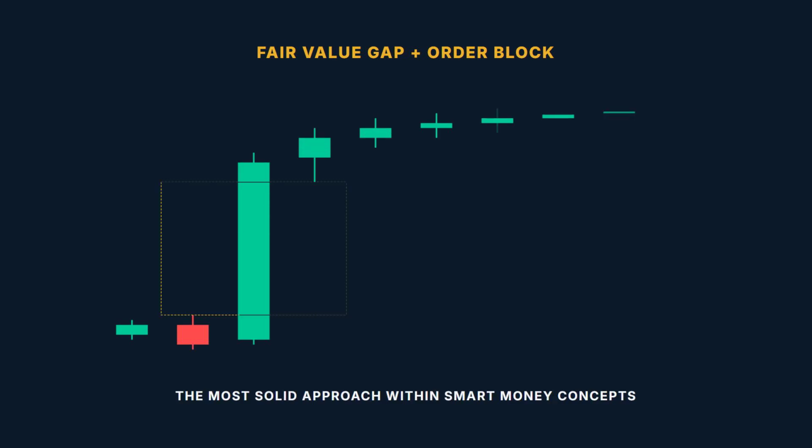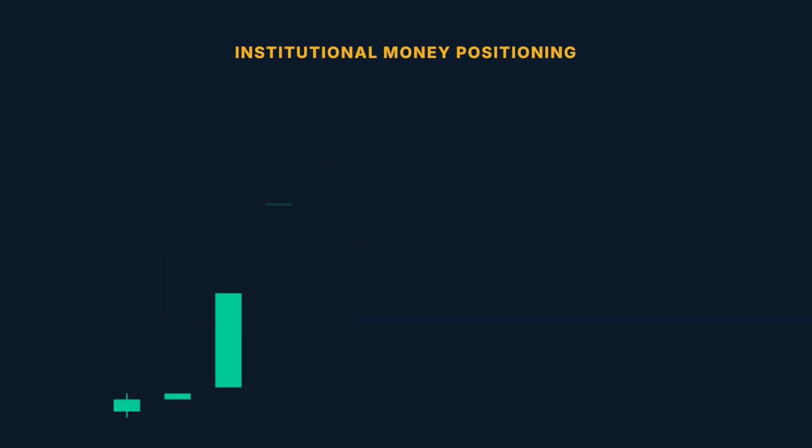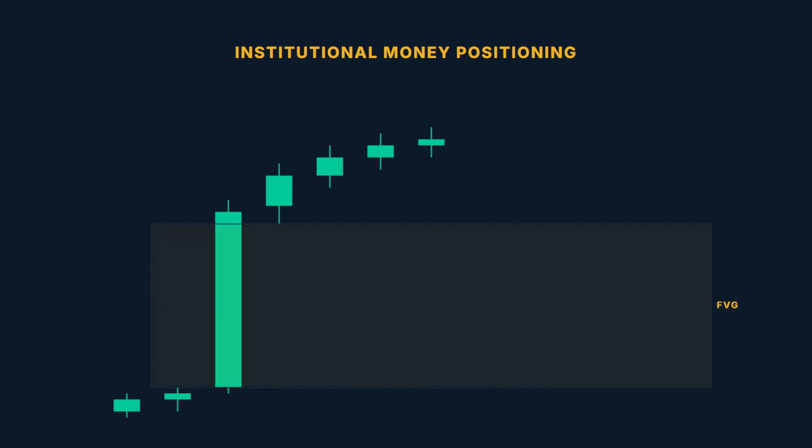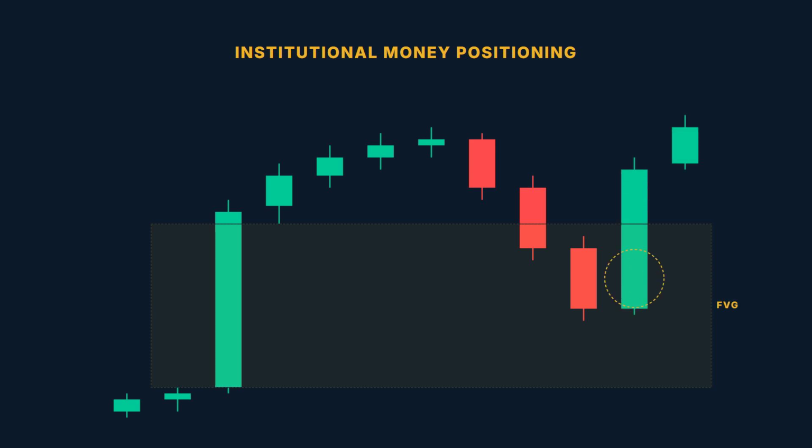The fair value gap and order block strategy is one of the most solid approaches within smart money concepts right now. The reason is straightforward. It shows you exactly where institutional money was positioned in the market, where price is likely to return to seek liquidity, and what the high probability entry point looks like before a real directional move happens.